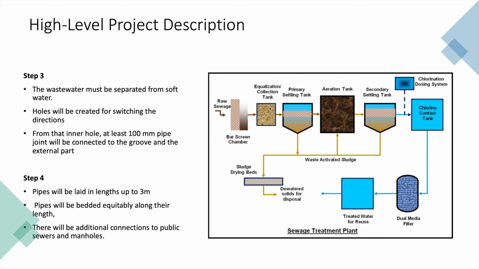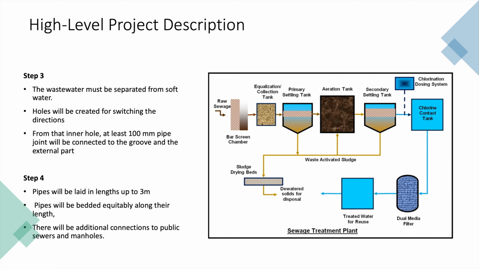For step 4, pipes will be laid in lengths up to 3 meters with joint push holes in sockets. For a semi-rigid flexible piping system, pipes will be butted effectively along their length, typically with a full butt and surround. Above sewer outlets, this safety chain must be fitted. Depending on the number of properties served, there will be additional connections to public sewers and manholes.